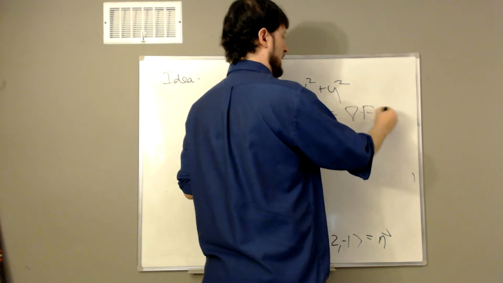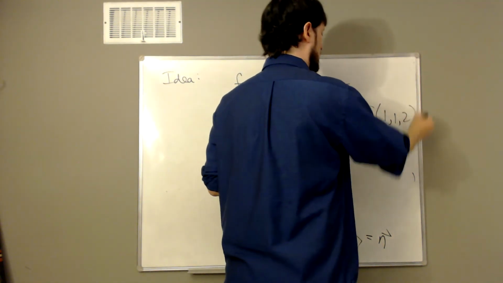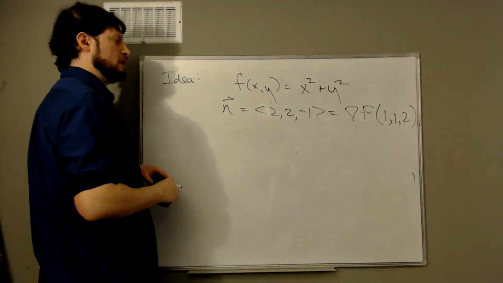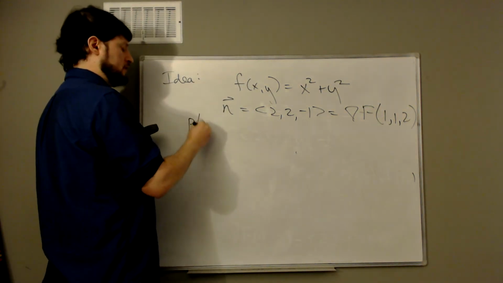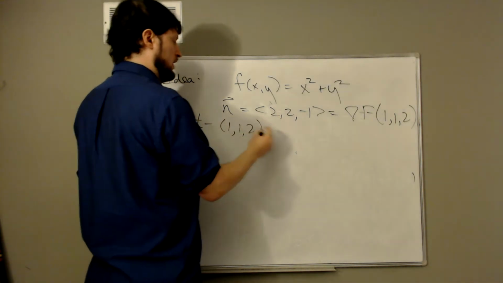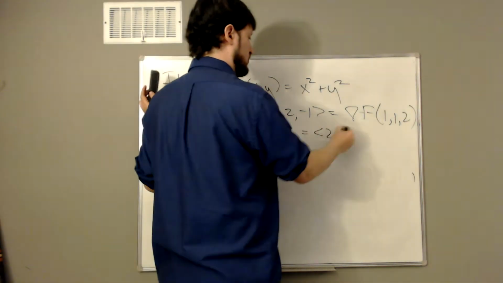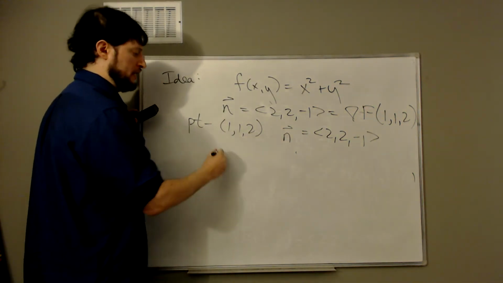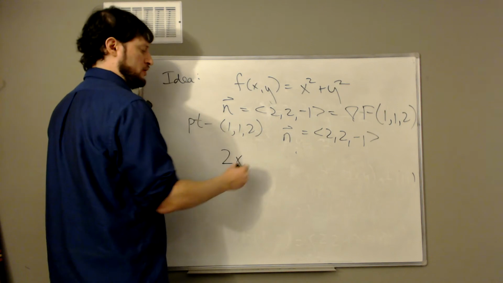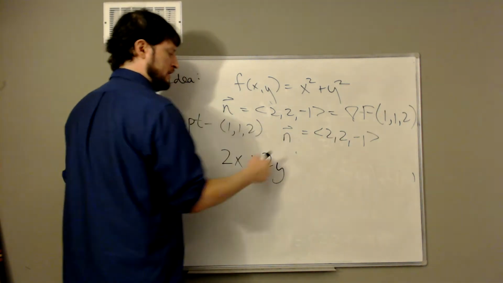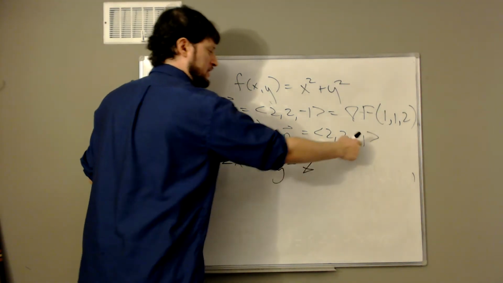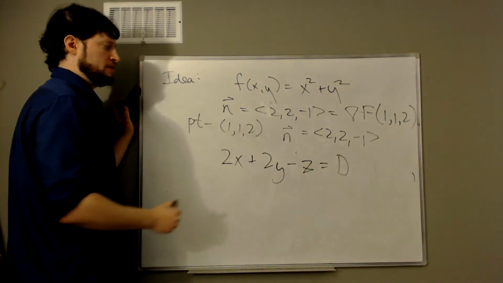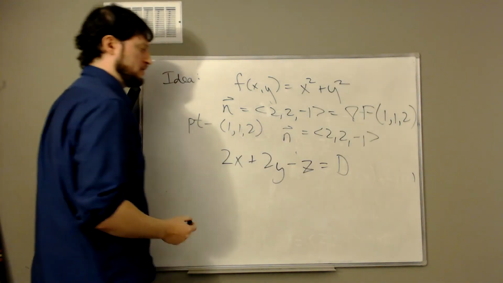Which was grad big F at 1, 1, 2. Now I have a point, 1, 1, 2, and I have a normal vector, 2, 2, minus 1, and I can use those to write down the equation of a plane. So 2x component plus 2y, the y goes with y, minus z, minus 1 goes here, and then this has to equal something, which I can use my point to figure out what the constant on the right is.